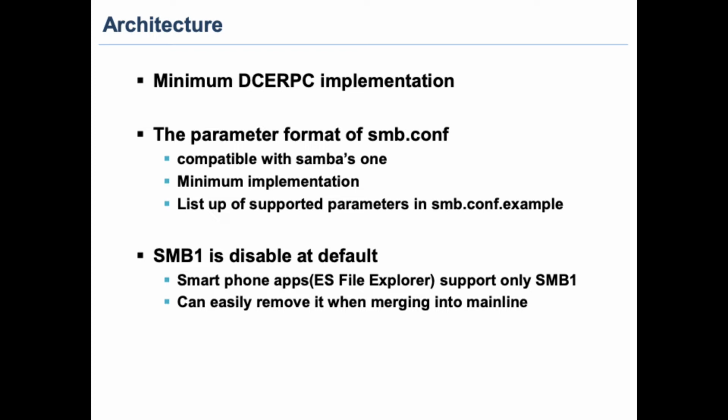SMB1 support is the biggest challenge. The smartphone apps still support only SMB version 1. So it was difficult to remove SMB version 1, because connectivity with smartphones is becoming important. So I have set it to disabled by default now, and it can easily be removed if needed for the mainline merge.